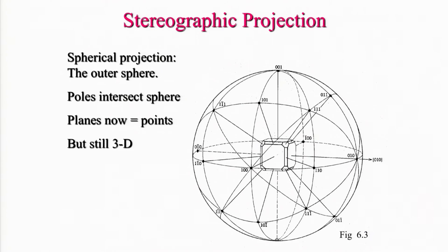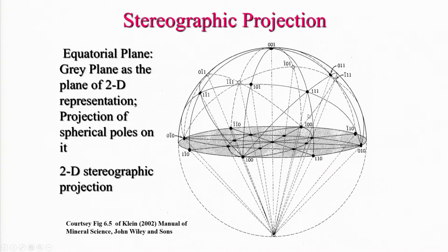You call this the spherical projection, and these poles intersect the sphere. As I told you, these planes have now become points, but these points are still three-dimensional, because if you see, they lie at different planes here. So, in the spherical projection, the poles are still three-dimensional. We need to do something by which we can convert these face poles into one particular plane. What to do? We think of an equatorial plane like this.